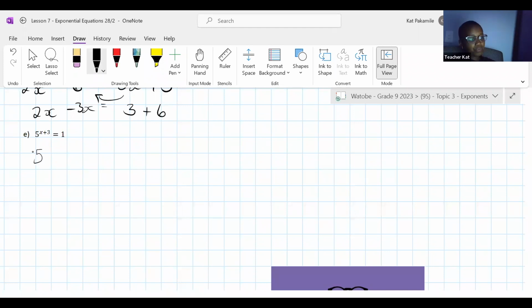So x plus 3. Now, let's go back to our laws of exponents, guys. Think of the summary I showed you. What do you think we're going to do with this? How can we possibly rewrite 1? There we go. You already said it in the chat. I was still getting there.